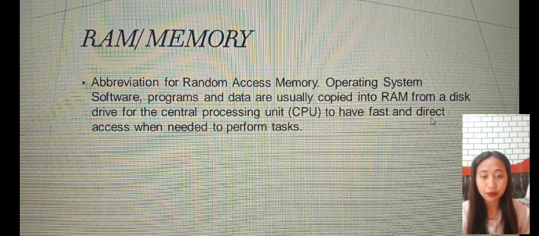Number 4, RAM or memory. It is a type of computer data storage that stores information that the CPU can quickly access and manipulate. RAM is volatile, meaning that it loses its contents when the computer is turned off.